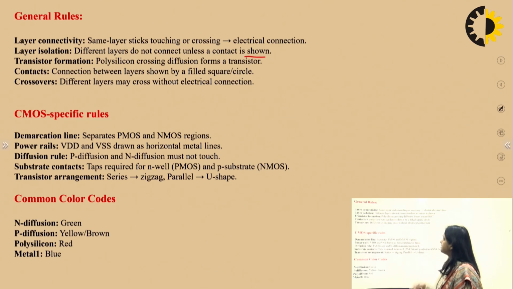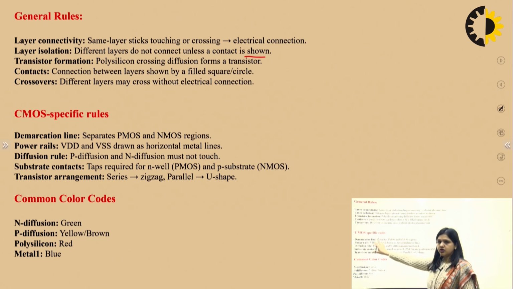Similarly, how is a transistor formed? Polysilicon crossing the diffusion forms a transistor. If the polysilicon layer is crossing the diffusion, that means it is a transistor. For making the contact, you can make a square or circle with black color. Crossovers without electrical connection: one is a black color layer, one is a blue color layer, they are crossing each other, that means they are not connected. If you want to connect them, then you have to make a connection. These are the general rules.